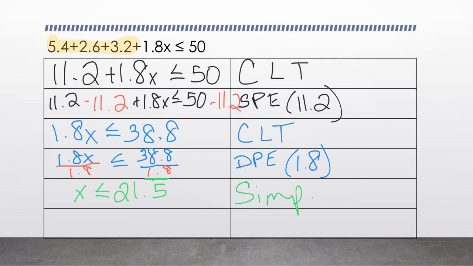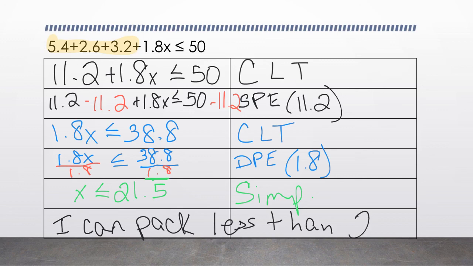So what does this mean in this real world situation? Well, obviously I can't pack 21.5 outfits, so then maybe I can pack half an outfit. But it's telling me I can pack less than 21.5 outfits. So how can I represent this as an answer?